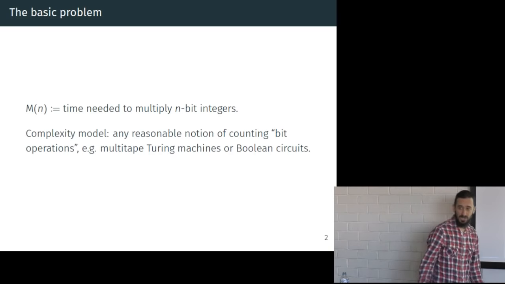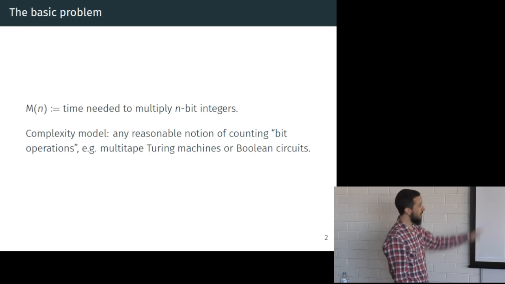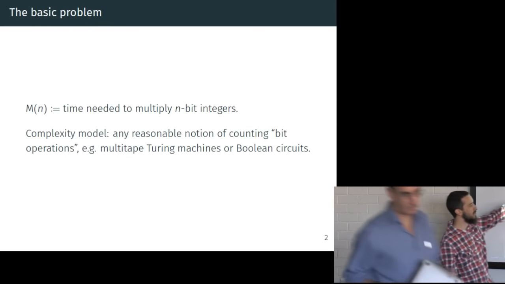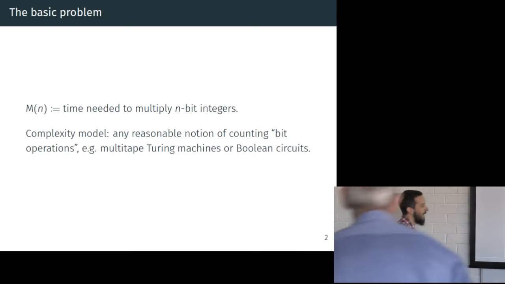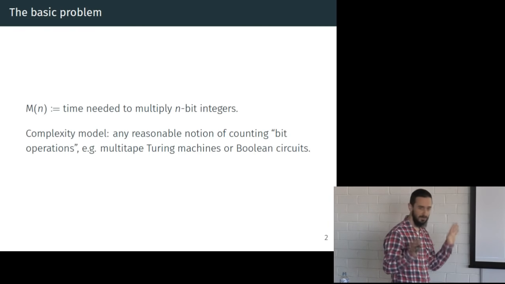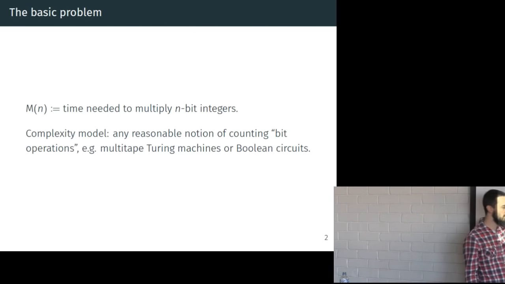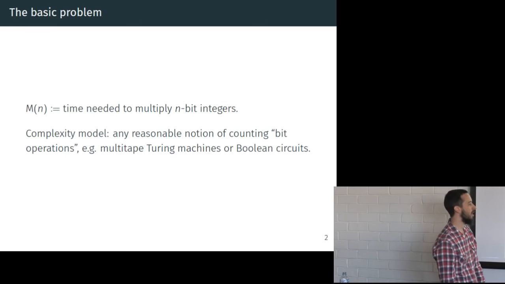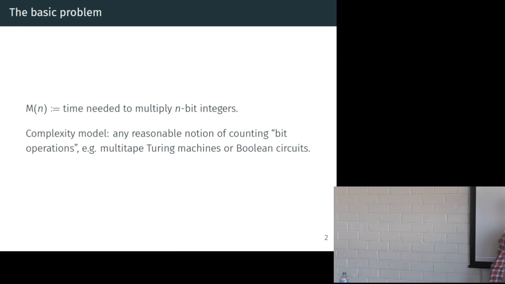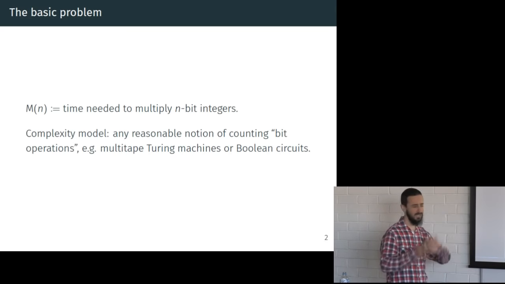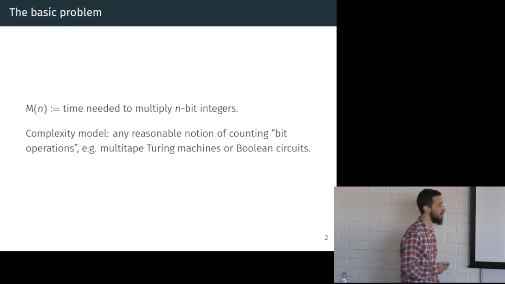So I'm interested in the computational complexity of this problem. I'm going to write M(n) for the time, the number of bit operations needed to multiply these integers. Now if I was going to be very careful and formal about this, I would choose a particular complexity model. So in our paper we work with multi-tape Turing machines, which is pretty standard in computer science. Another popular model would be Boolean circuits, so just counting the number of logic gates in the circuit that computes this product. But for this talk, I don't want to get caught up in these technical details. Your intuitive notion of bit operations, logical operations on single bits, is really all I'm talking about.